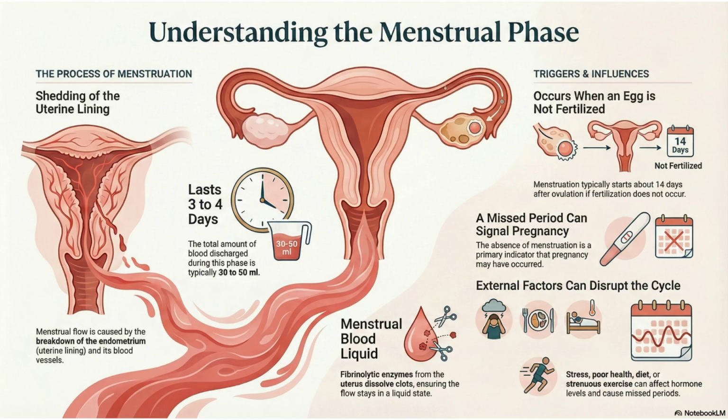So first we will start with menstrual phase. Menstrual phase is going to last 3 to 4 days. So for 3 to 4 days it will be present. The total amount of blood discharge during this phase is typically around 30 to 50 ml. So this much blood goes out of the body.